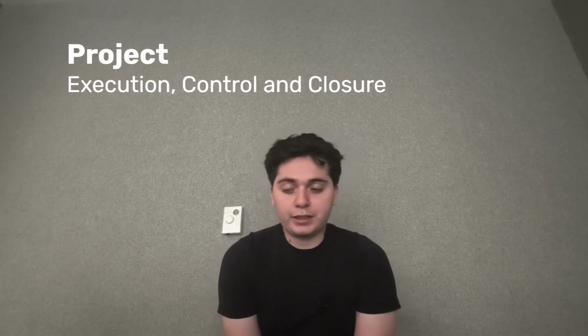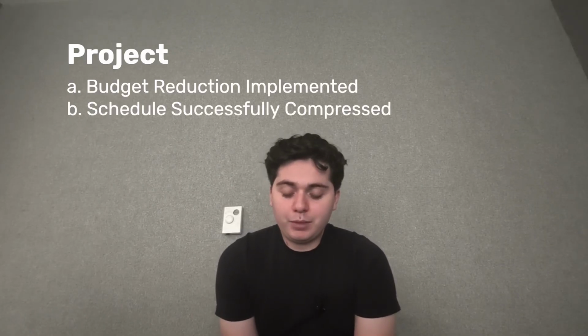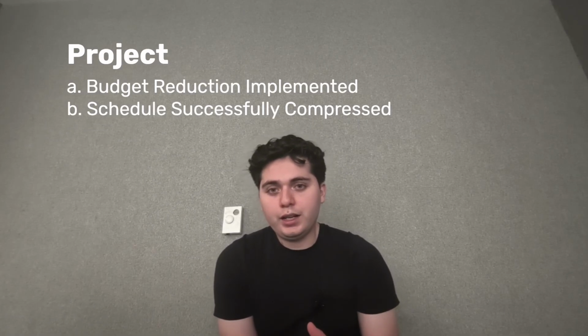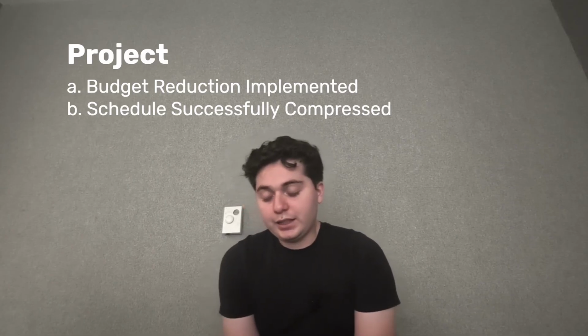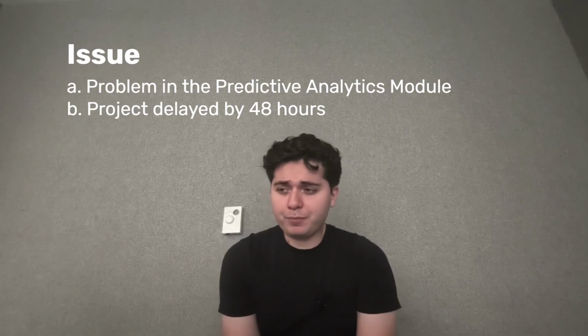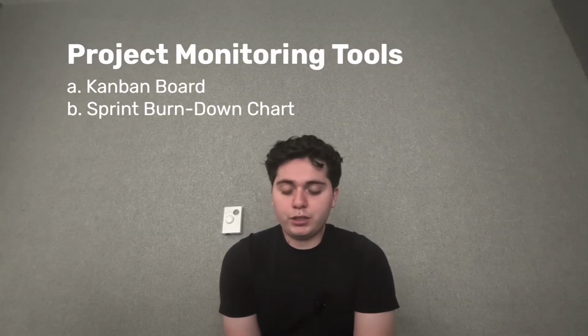I will address the project execution, control, and closure of the project. At this stage of the project, the new project constraints have already been implemented and have been included: the budget reduction as well as the compressed schedule. However, during the week, a technical conflict was identified in the predictive analysis, which might delay the final deliverable by approximately 48 hours. To understand the real progress of the project, I will start by using project monitoring tools.